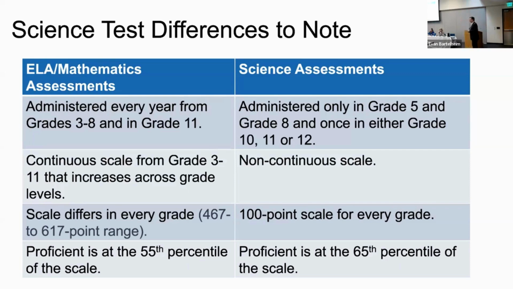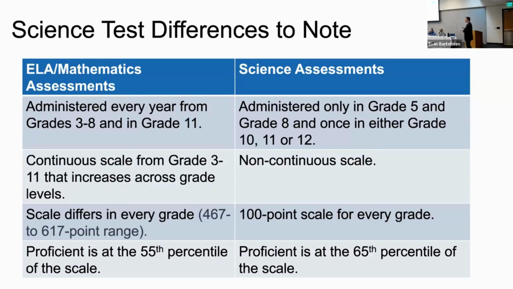There is a continuous scale. This is a big part of it in the Smarter Balanced. It's a continuous scale that starts in 3rd grade and goes all the way through 11th grade. In science, there's not a continuous scale. Each grade span that's tested has a different grade scale score. So it's slightly different in that regard too.